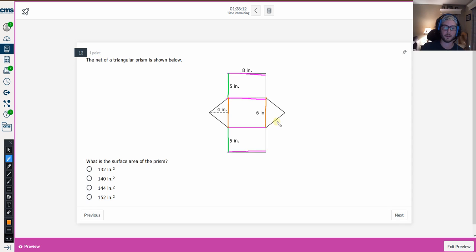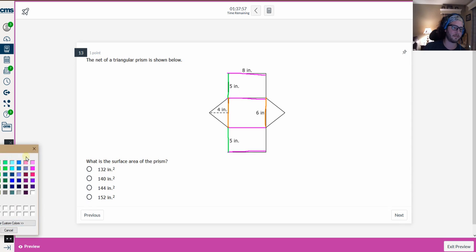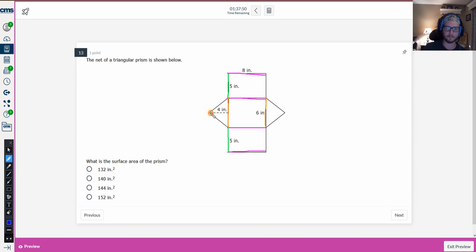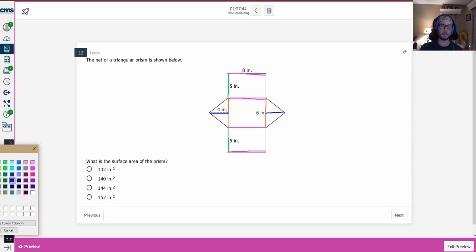Okay? This will happen sometimes. Triangular pyramids or prisms will have different lengths for some of the rectangles. And now for the height of the triangles, which we'll represent with, let's go with a dark blue. The height of the triangles will be 4. Alright, we now have all the information we need to find the area of each of them.